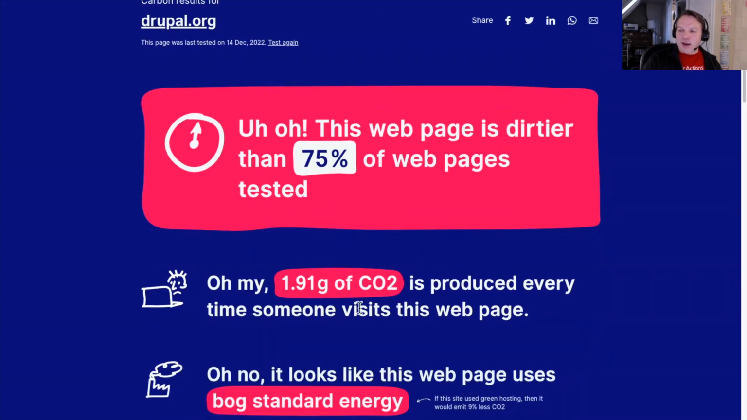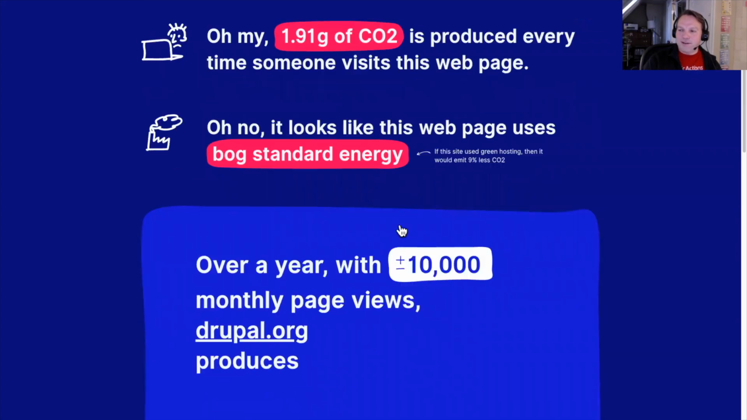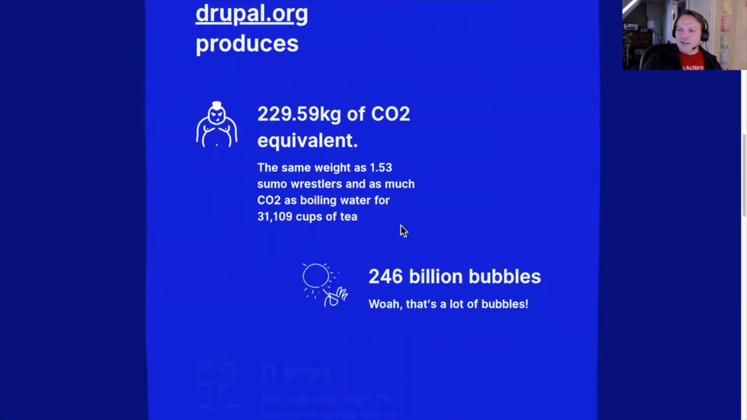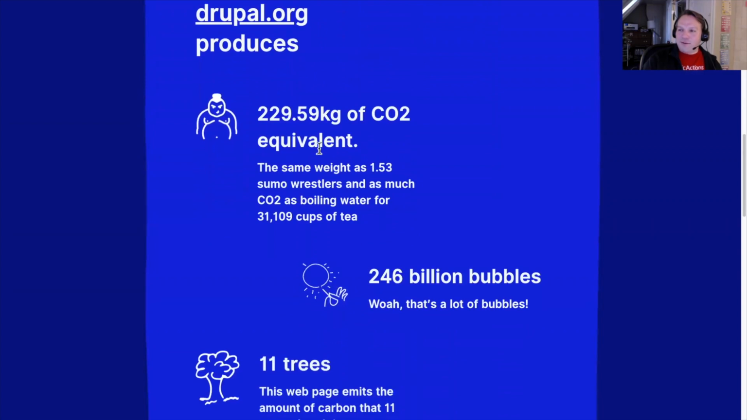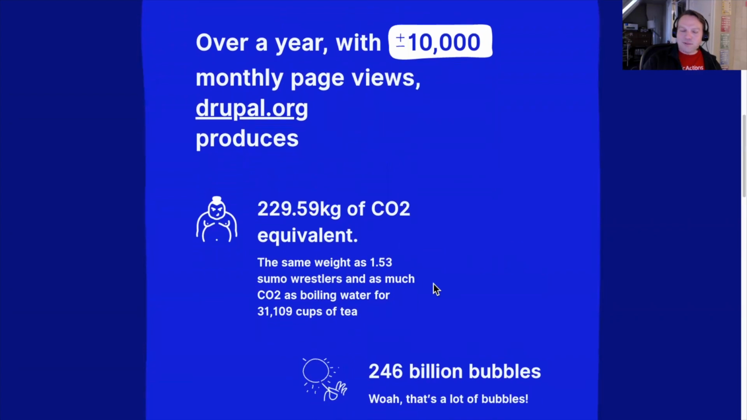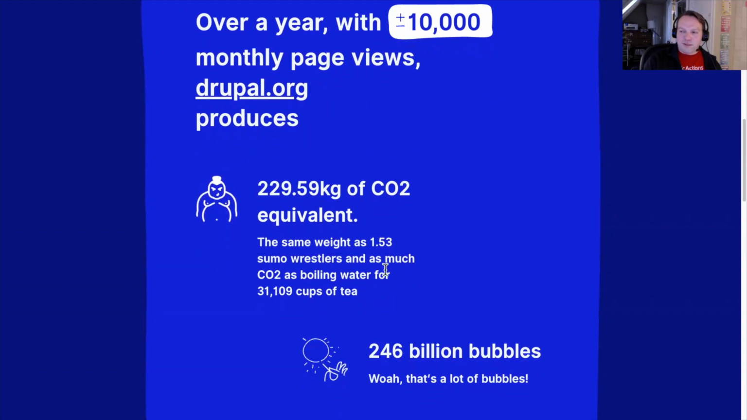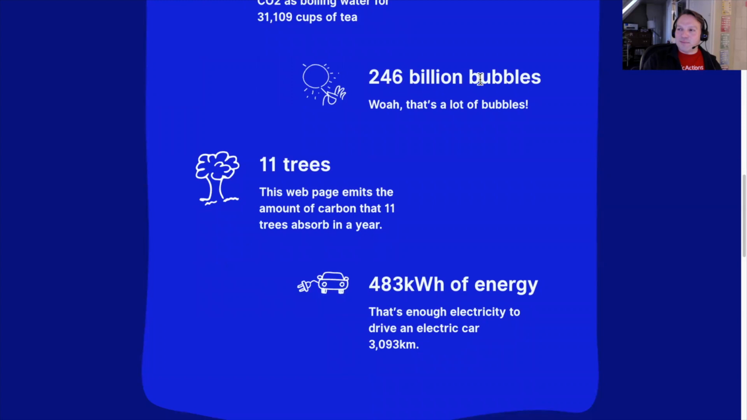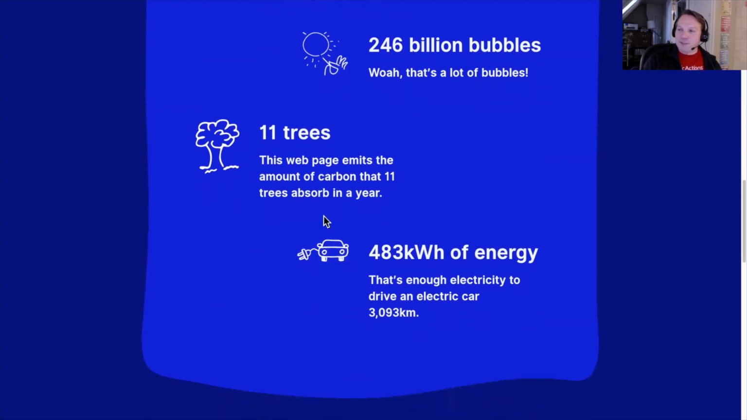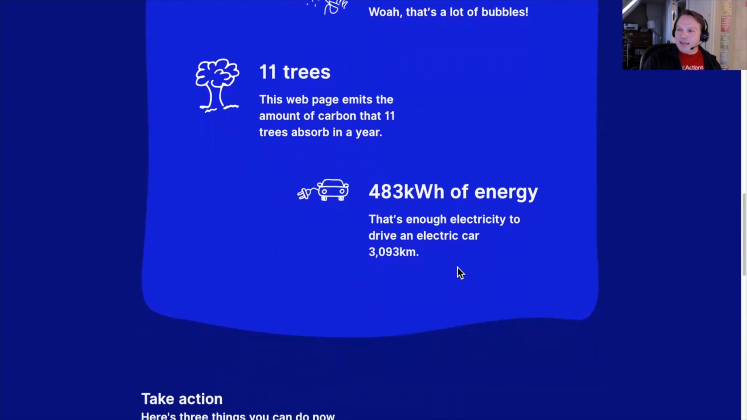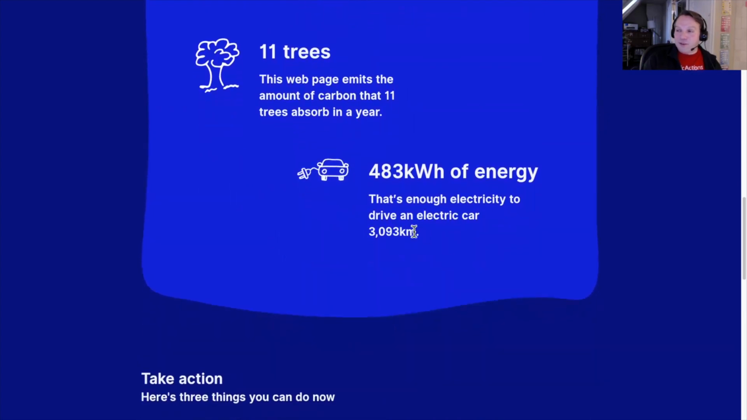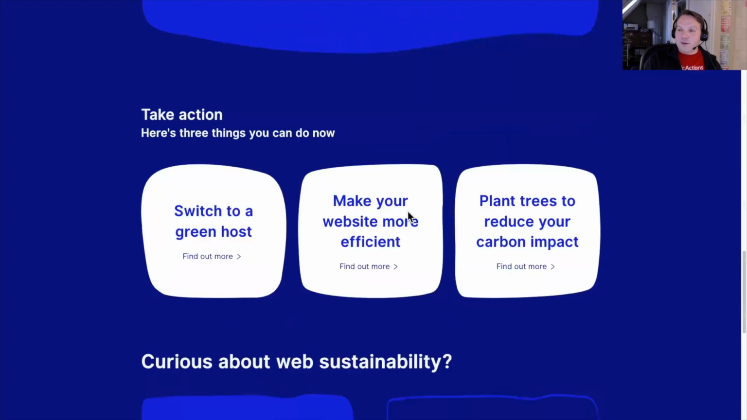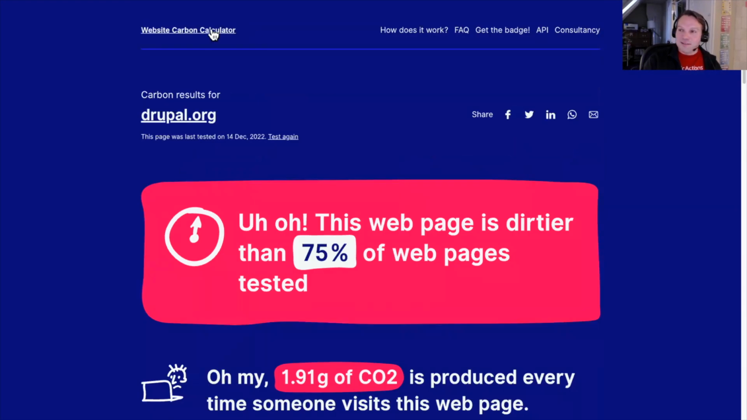1.91 grams of carbon produced every time somebody loads the page. We're using bog standard energy. It's the equivalent, looking at 1,000 people plus or minus, which Drupal gets considerably more, of 1.53 sumo wrestlers, or as much CO2 as boiling 3,109 cups of tea. 246 billion bubbles. That's a lot of bubbles. 11 trees would absorb that in a year. And the amount of energy to drive an electric car for 3,000 kilometers. That's not great.